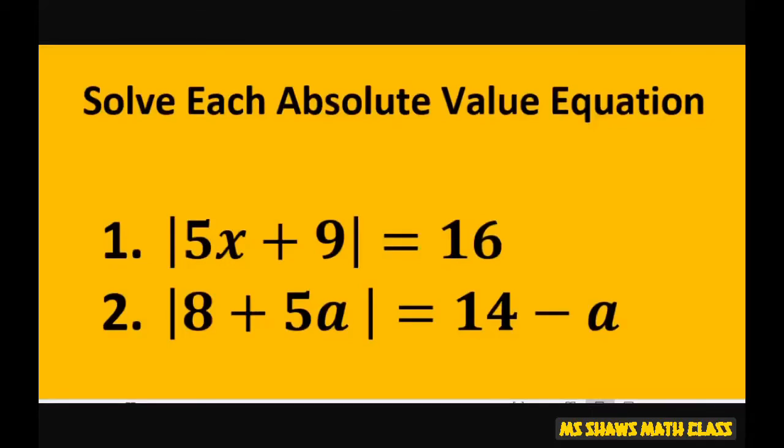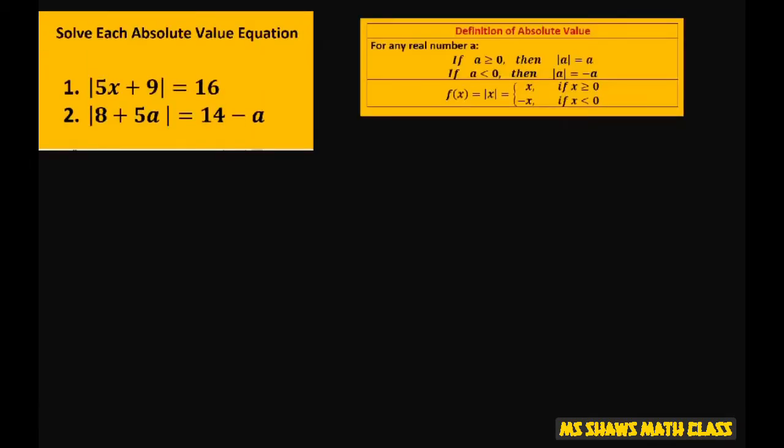Everyone, we're going to solve each absolute value equation, and we have two here. So we're going to start with the first one. For the first one, we're using the definition of absolute value, and this would be your A part. If A is greater than or equal to 0, or positive, all we have to do is write that out. We're just going to write 5x plus 9 equals 16.